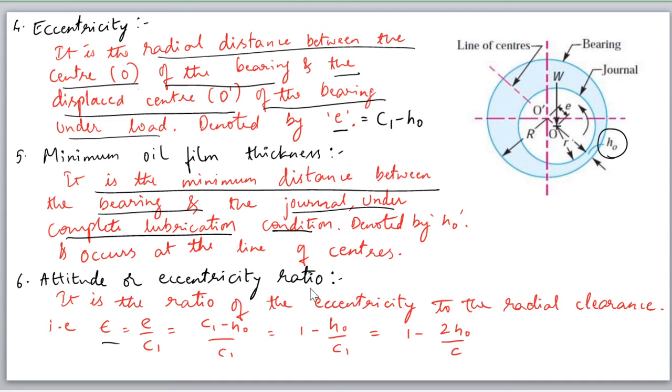Attitude or eccentricity ratio is the ratio of eccentricity to the radial clearance. So eccentricity e divided by C1, and e is nothing but C1 minus h0. So (C1 minus h0) by C1 is equal to 1 minus h0 by C1, and that is 1 minus 2 h0 by C.